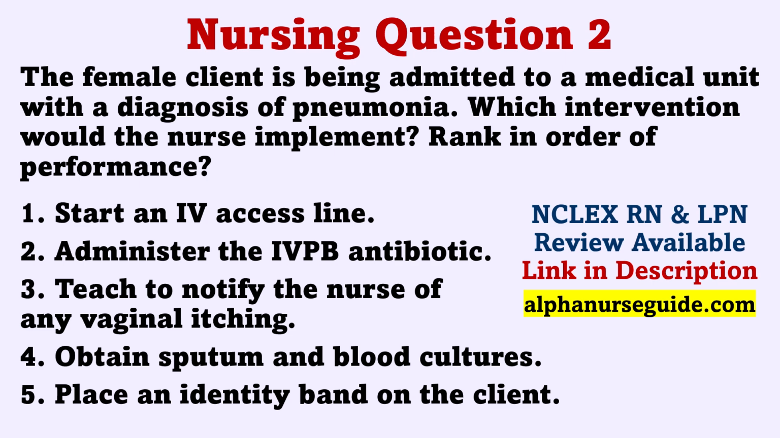The correct order is 5. Place an identity band on the client. 4. Obtain sputum and blood cultures. 1. Start an IV access line. 2. Administer the IVPB antibiotic. And 3. Teach to notify the nurse of any vaginal itching.